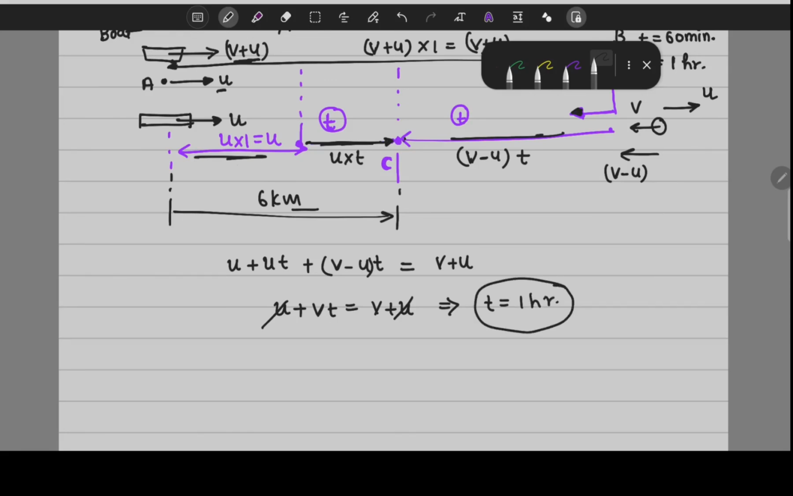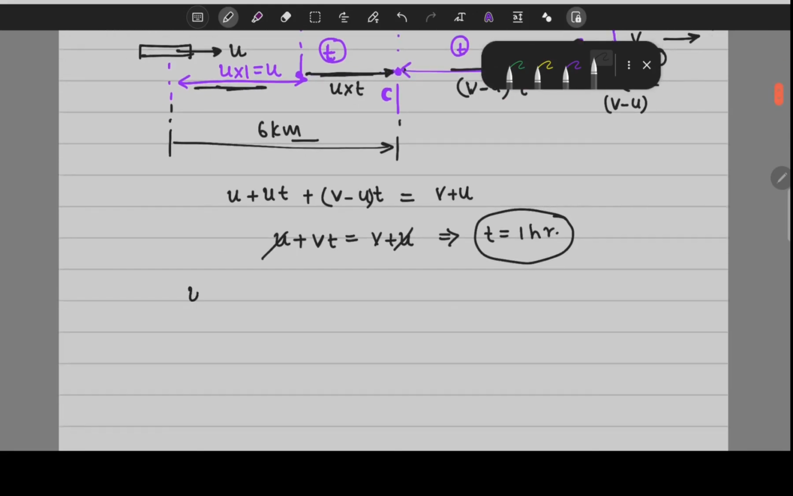Now the second equation we can find using these two things. First is u plus ut is equal to 6. We can substitute t is equal to 1 hour, so we'll get u plus u is equal to 6. That means u is equal to 3 km per hour.